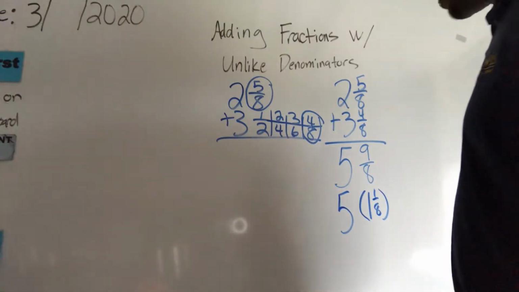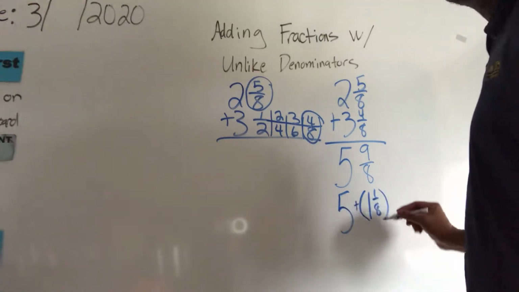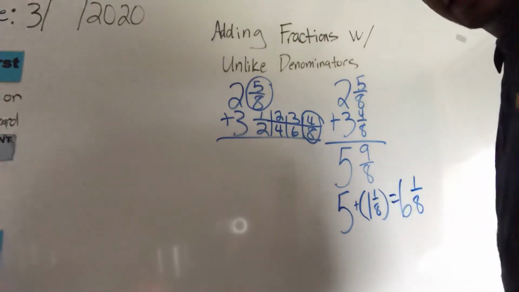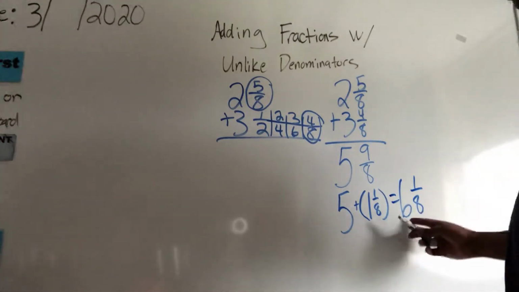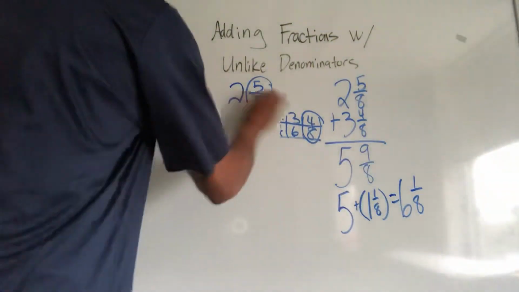So the reduced answer is when I put them together: 5 plus 1 1/8 is 6 1/8. The answer to this problem is 6 wholes and 1/8. All right, I'll give you another example, and then we'll be good to go.